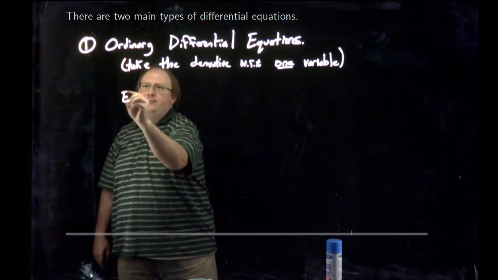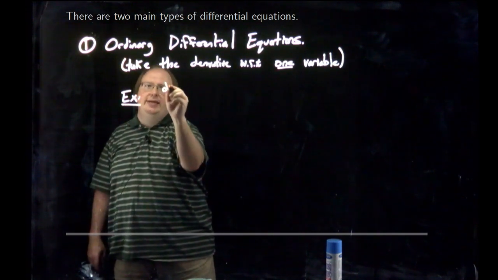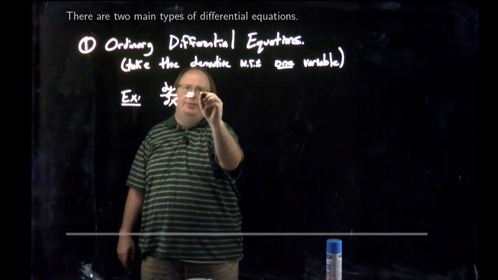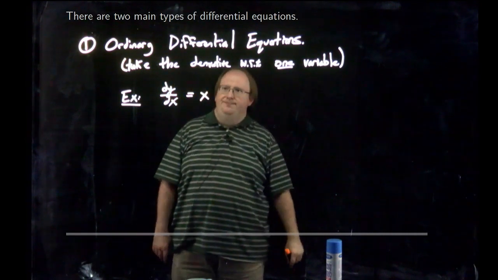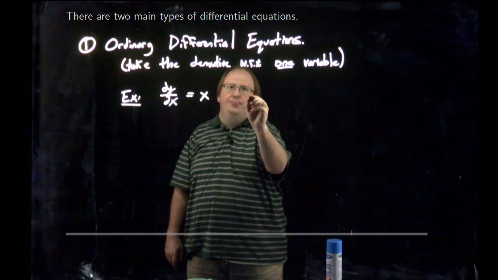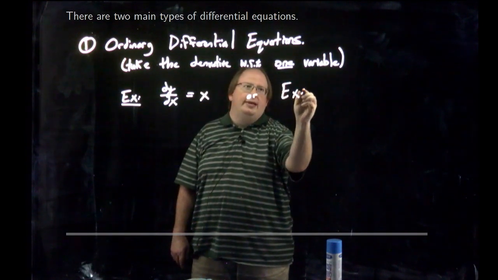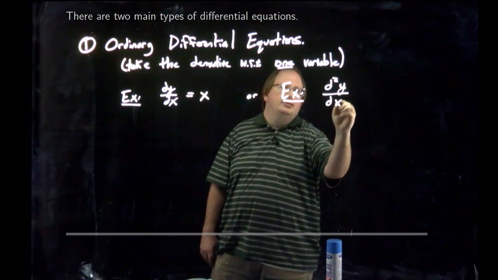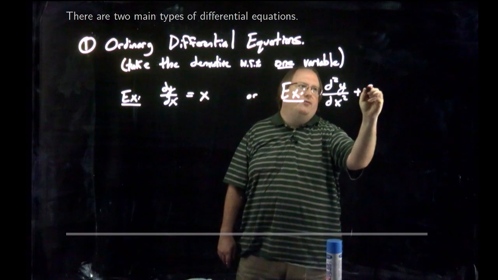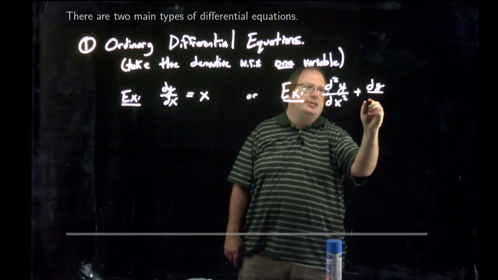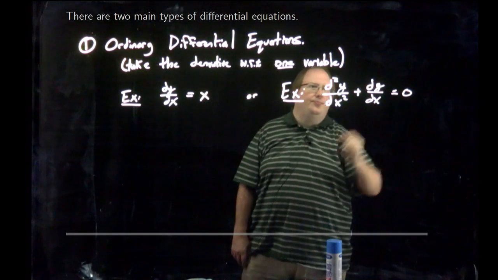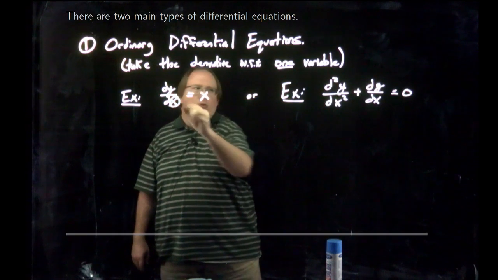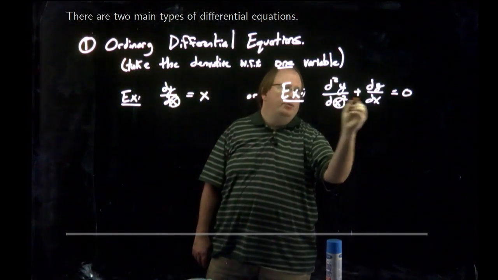So an example of this would be if I take the derivative of y with respect to x, and I'll write, again, that example that we did from Calc 1, and just say x. Another example, we can also do things like take the second derivative of y with respect to x, and we can also take the first derivative of y with respect to x and say equal to 0. So the thing that you want to notice here is that we're always taking the derivative with respect to one variable.